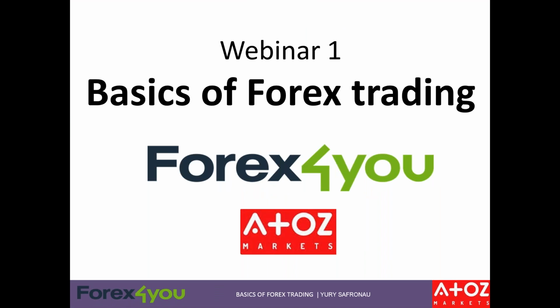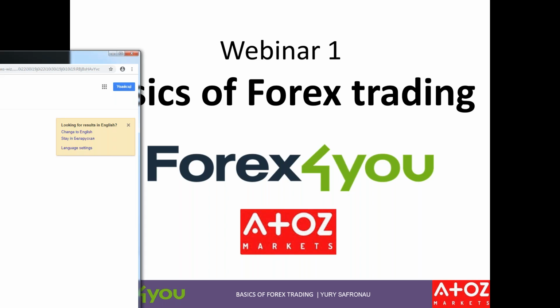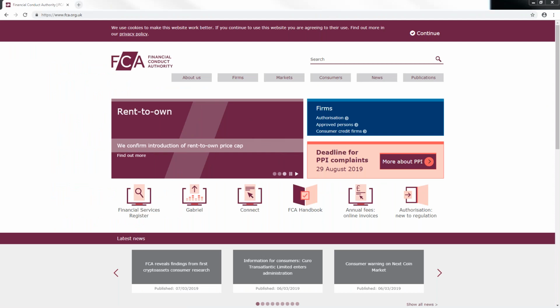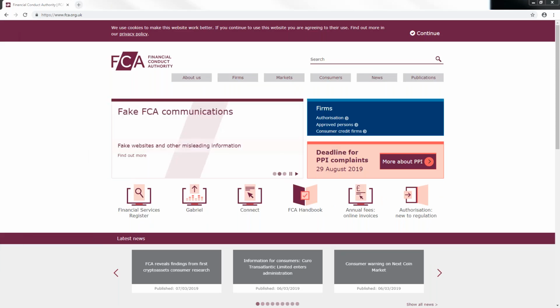Let me maybe open the FCA website, the regulator. Yes, there it is. FCA is the Financial Conduct Authority, and any brokerage company which is regulated by this association and operates in Great Britain falls under the laws of this association. And in case you have any issues with a brokerage company which operates under FCA regulation, it means that you can basically file a complaint in this organization.